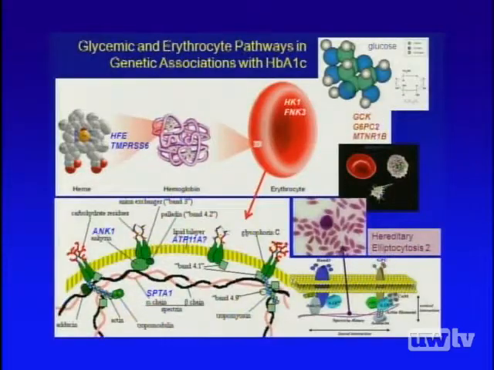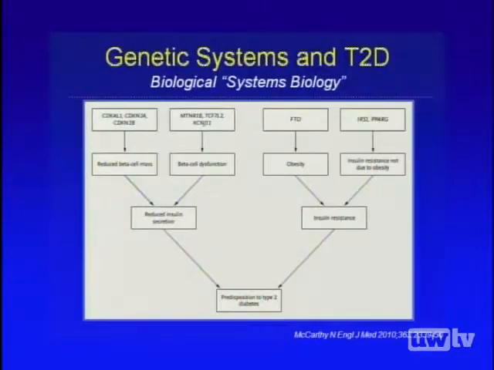This is another cartoon, my second cartoon, just to give you an idea of the different tissues that might be involved. Now, this is a slide from James that suggests that genetic systems biology and type 2 diabetes may be informed by some of this work. So what you see down here, John, is predisposition to type 2 diabetes. And you see insulin resistance and reduced insulin secretion. And you work your way back to reduced beta cell mass, beta cell dysfunction, obesity, insulin resistance due to obesity. And you basically find different genes that may be operating through different pathways.